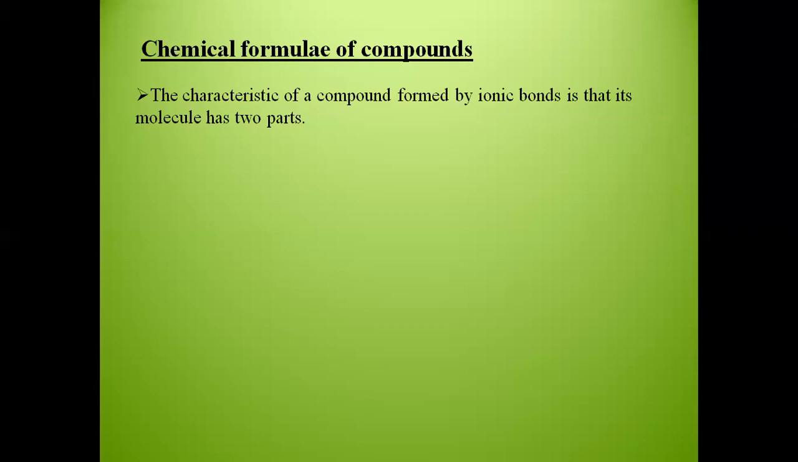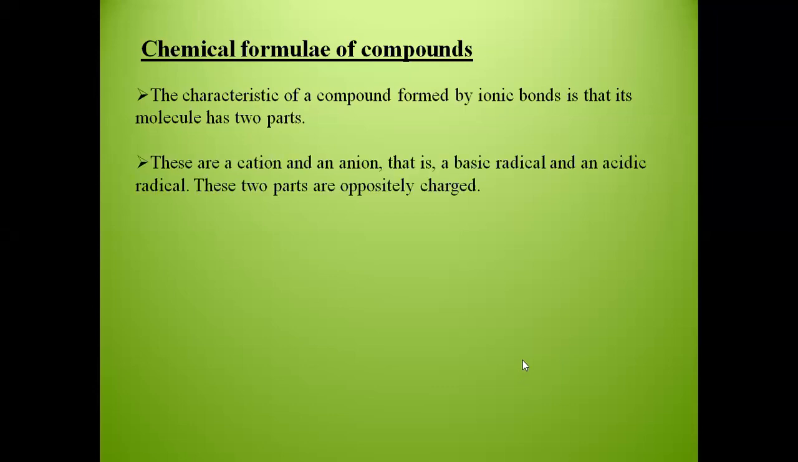So what's an ionic bond? As you can say, ionic bond is made up of ions. And what are ions? They are cations and anions. These cations and anions, when they interchange their valencies, a bond is formed between them, and that is called as ionic bond. So these are a cation and an anion, that is a basic radical and an acidic radical. And these two are oppositely charged. So whenever you are making a compound, always make sure that you're writing the positive charge first, followed by the negative charge. And the force of attraction between them constitutes the ionic bond. The force which is holding them together is called as the ionic bond.